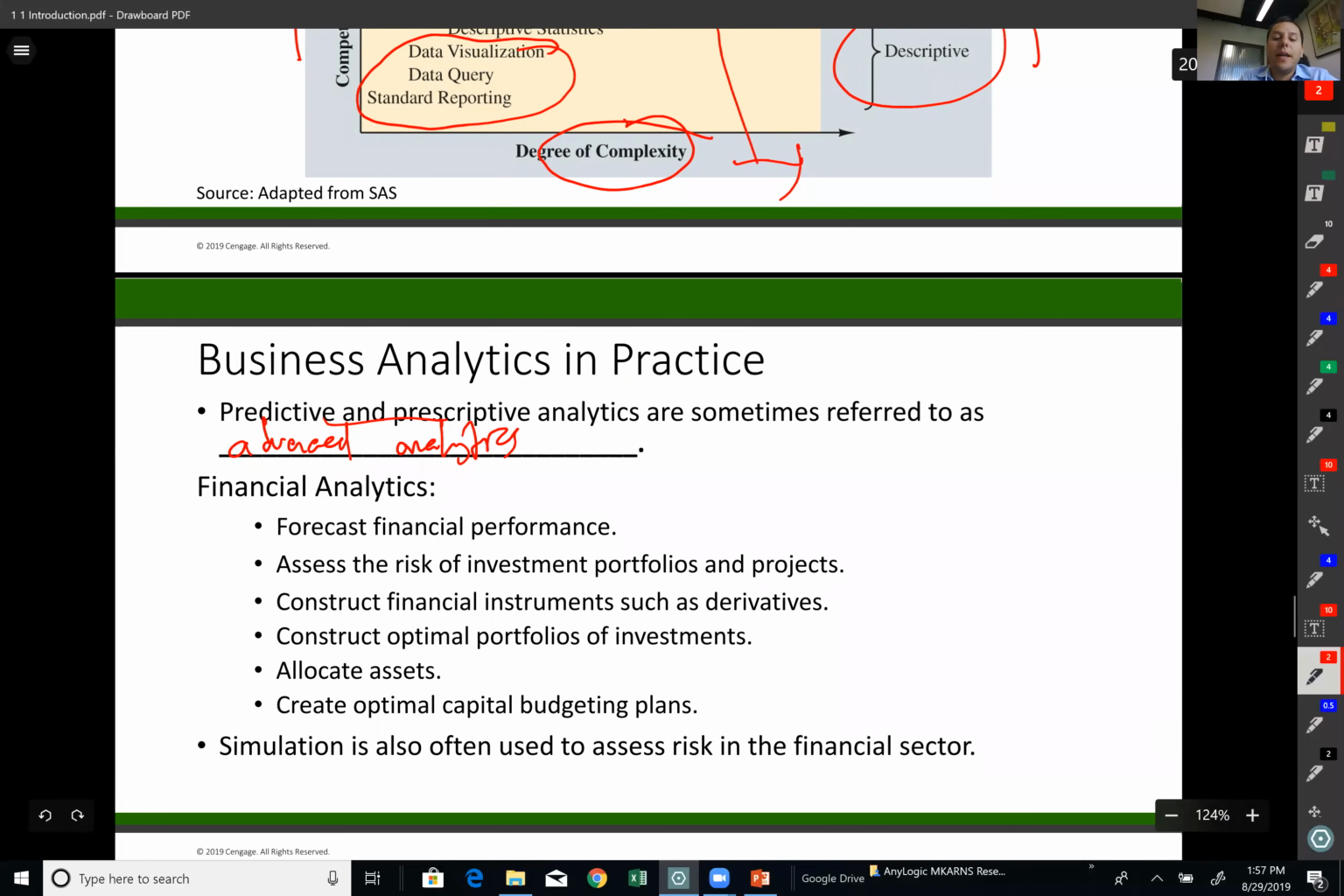So in finance, we use business analytics to forecast the financial performance of a firm, stock price, investment portfolio performance, buy-sell decisions, considering derivatives, and managing our portfolio in terms of risk and return, allocating our assets to maximize our return and minimize our risk, making budget plans. Simulation is also often used. In this course, we will talk about simulation as well.